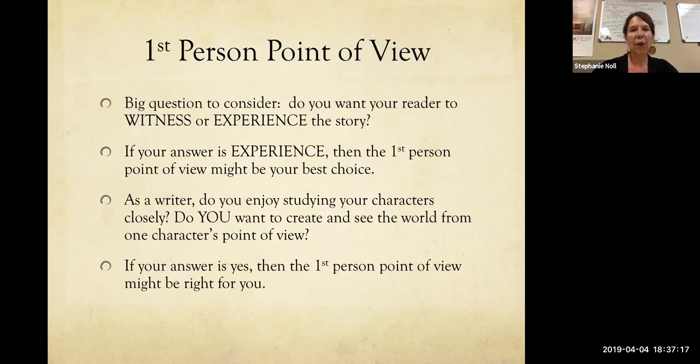When it comes to the writer, do you enjoy studying your characters closely? I was just talking with some friends who had been to AWP, the big writing conference, which was in Portland this year, and they were talking about a panel on reading the tarot of your characters. Do you want to do a Myers-Briggs personality test on your characters? Do you want to draw out their grocery list? If you want to know them really intimately, and you want to see the world from one character's point of view, then I think first person is going to be right for you also.